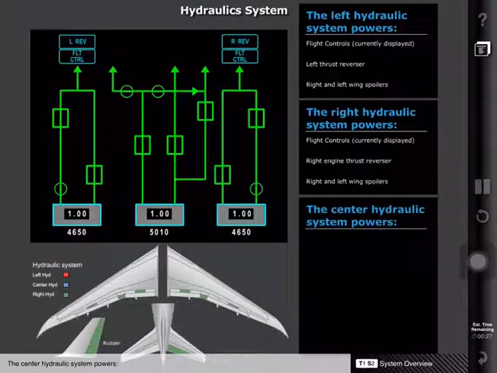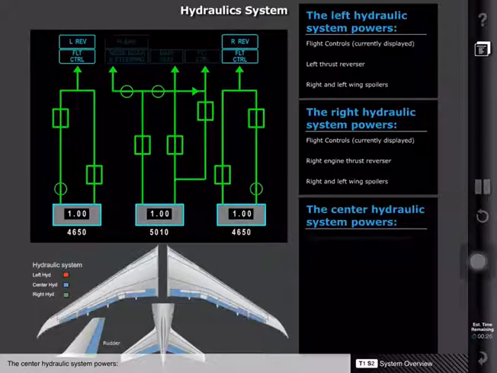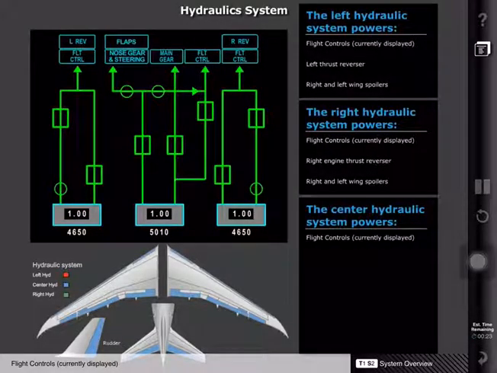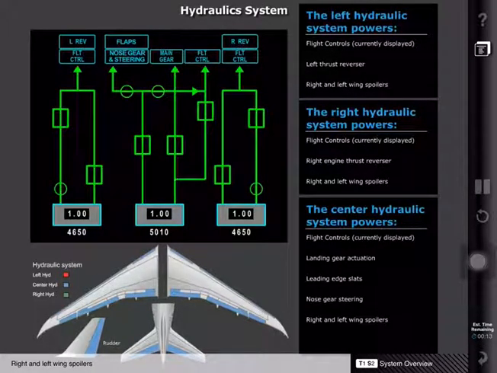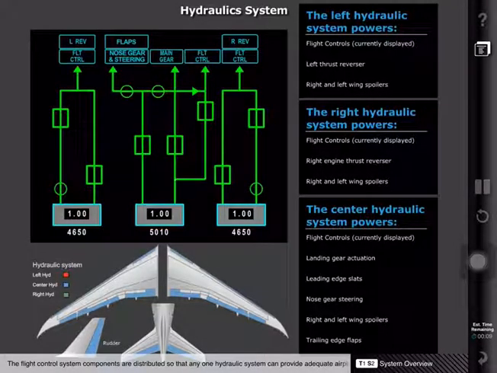The center hydraulic system powers some flight controls, landing gear actuation, leading edge slats, nose gear steering, right and left wing spoilers, and trailing edge flaps. The flight control system components are distributed so that any one hydraulic system can provide adequate airplane controllability.